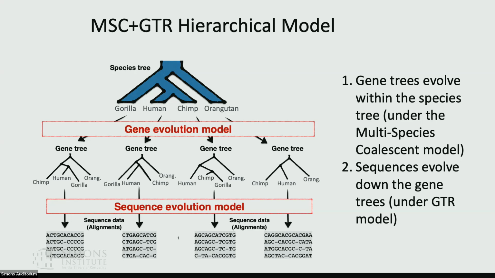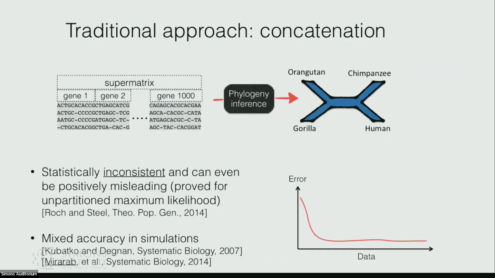So that's the hierarchical model. But if you do that standard concatenation approach, there are 2 theorems that have been proven that show that it can be inconsistent and positively misleading, converge to the wrong tree with probability going to 1. And the 2 theorems depend upon whether it's partitioned or unpartitioned maximum likelihood. So it can give you the wrong answer with probability going to 1, theorem. But in practice, you sort of get this kind of thing. As data increases, error goes down, and then it sort of stays low. It doesn't go to 0, but it's not high. That's a typical thing in practice.